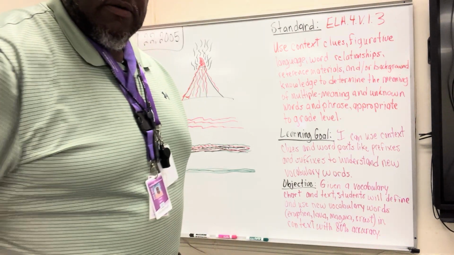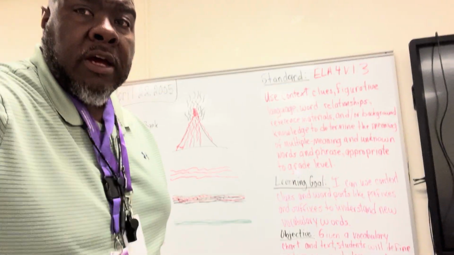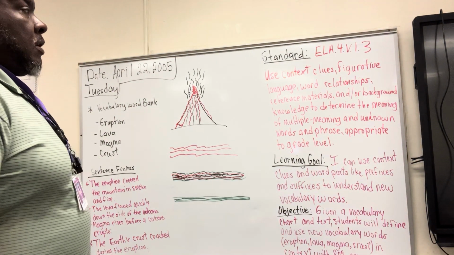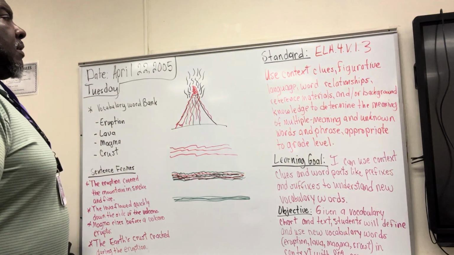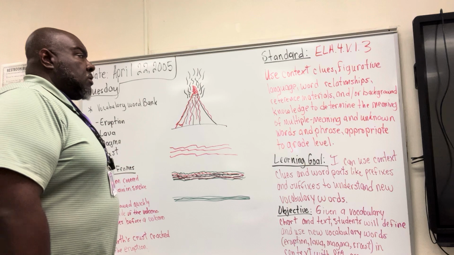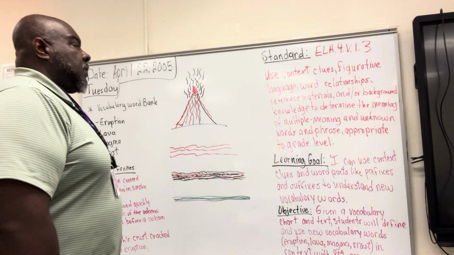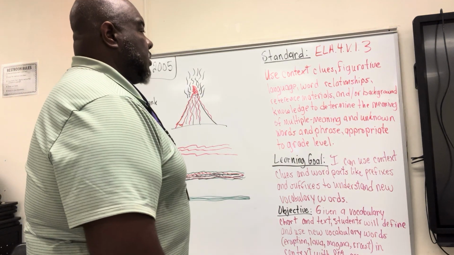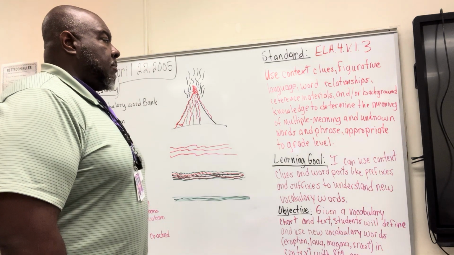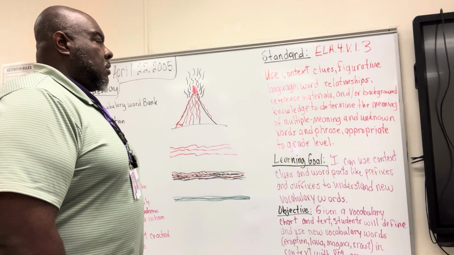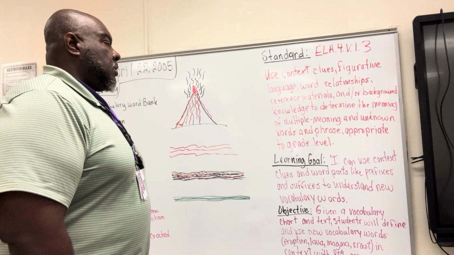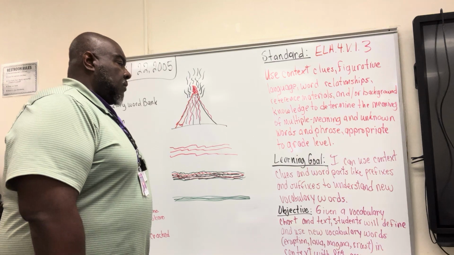So we're going to start out. Let me adjust my camera. We're going to start out with our standard. Today's standard is ELA.4.B.1.3: Use context clues, figurative language, and word relationships related to material and/or background knowledge to determine the meaning of multiple-meaning and unknown words and phrases appropriate to grade level.